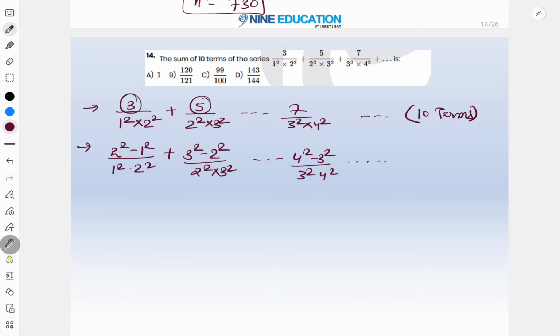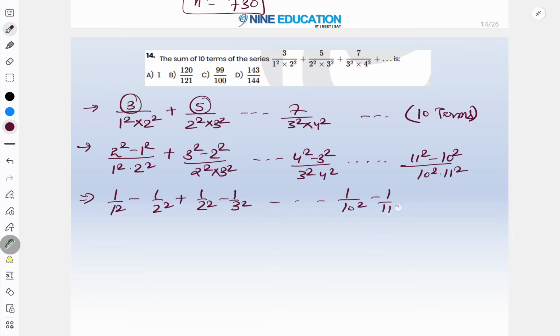What will be the 10th term? Clearly the 10th term will be (11 squared minus 10 squared) by (10 squared into 11 squared). If we separate, we will get 1/1 squared minus 1/2 squared plus 1/2 squared minus 1/3 squared, up to 1/10 squared minus 1/11 squared. All the terms are getting cancelled. So we will be left with 1 minus 1/121, which makes it 120/121.